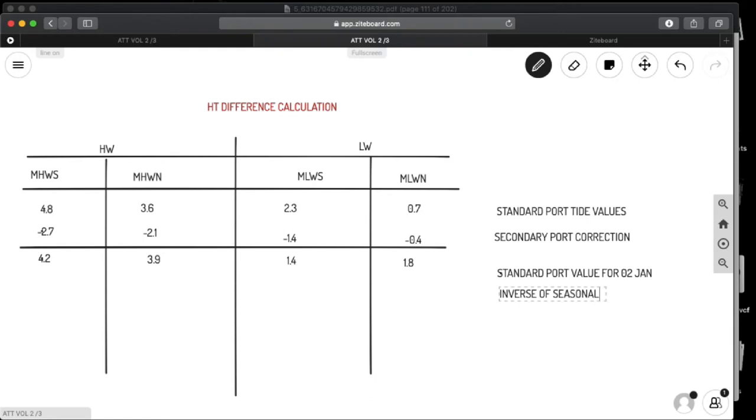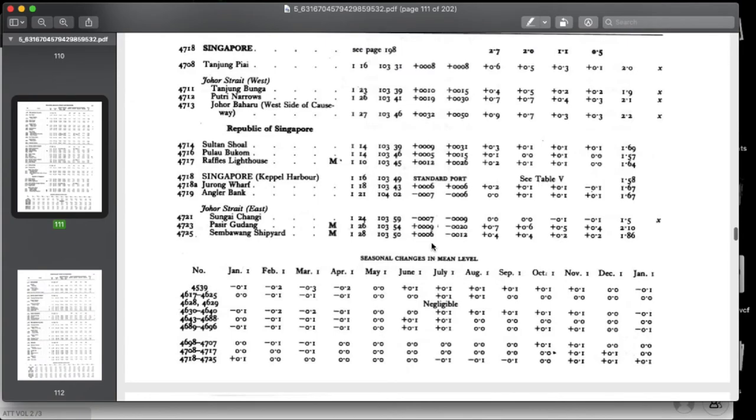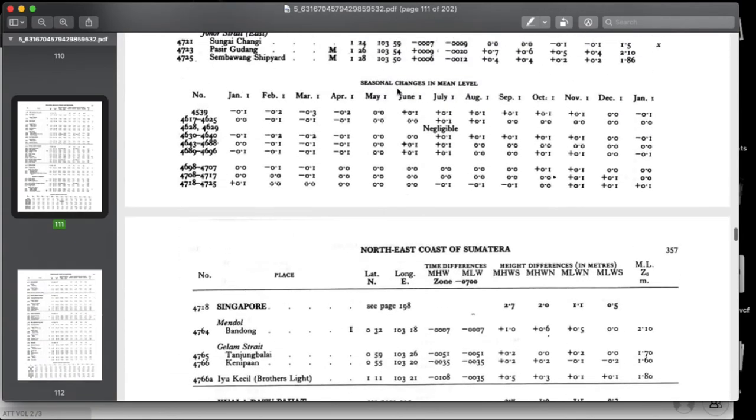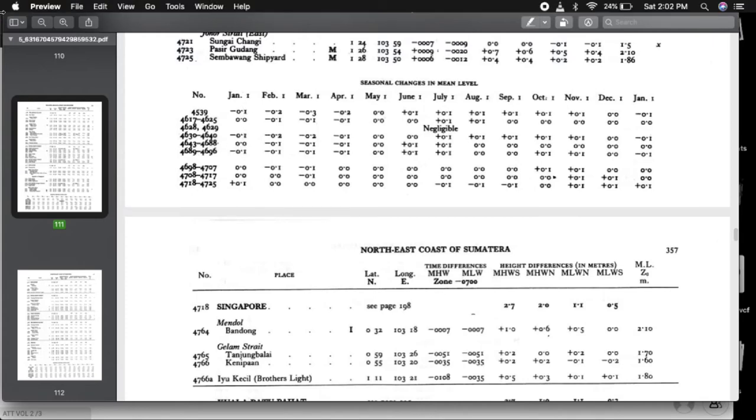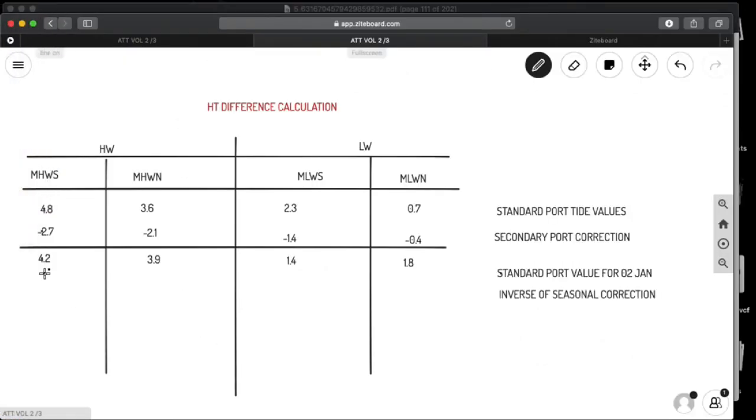Minus of minus means, as I told you before in volume 1, the inverse of the seasonal correction. We'll go to ATT and see what the seasonal correction is for the Jan month. If you go down, you will see the seasonal changes in mean level. The number was 4670, so 4670 comes between 4643 and 4688. So for Jan it's 0. There is no correction, so we can just write 0 for all. The inverse of 0 is also 0.